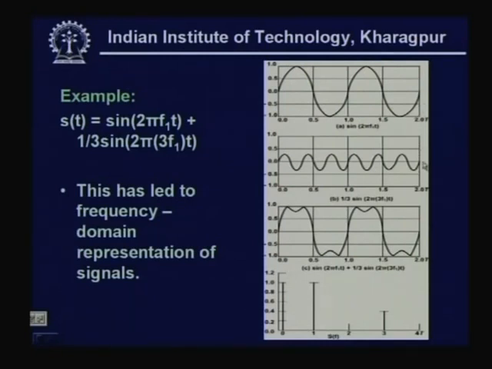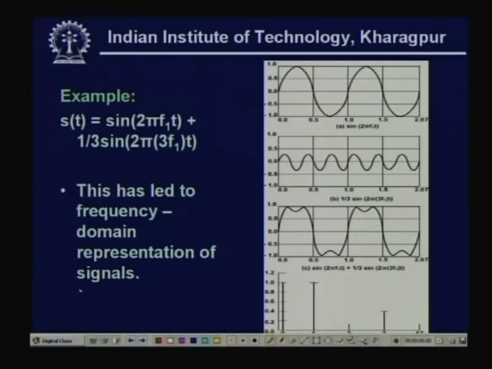Now, if these two are added, suppose we have sine 2 pi f1 t plus 1 by 3, that means the amplitude is 1/3, sine 2 pi 3 f1 t, assuming that the phase is the same for both, phase is 0, then if we combine these two we get a signal like this, as it is shown. That means, as you can see, we have a combination of sine 2 pi f1 t plus 1/3 sine 2 pi 3 f1 t. If we combine this and see it on the oscilloscope in the time domain, we shall get this kind of diagram.